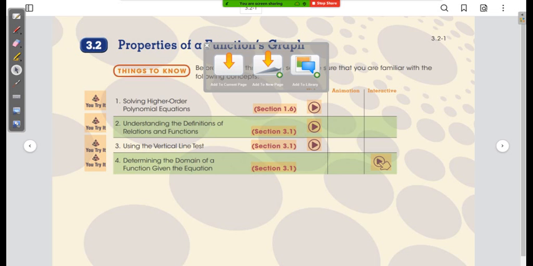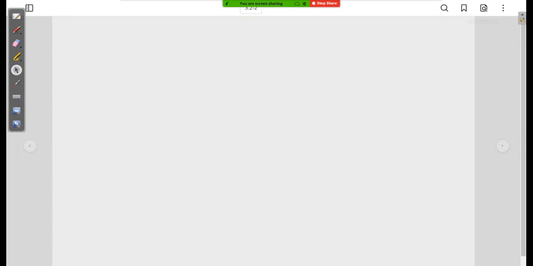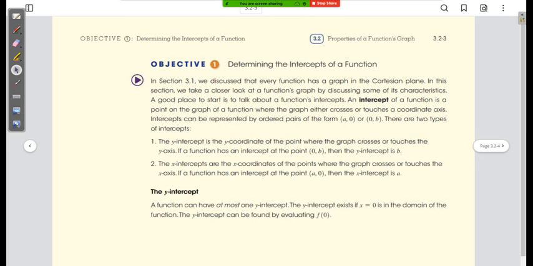Today's section is 3.2. We're going to be talking about the properties of a function's graph. We'll be dissecting a graph and breaking it down into all its little components so we can fully understand what we're looking at. As I mentioned before, we are moving towards being able to look at an algebraic function and graph it in our head, for the most part. There are some difficulties involved, but we'll be able to do it at a very rudimentary level. In section 3.1 we discussed that every function has a graph.